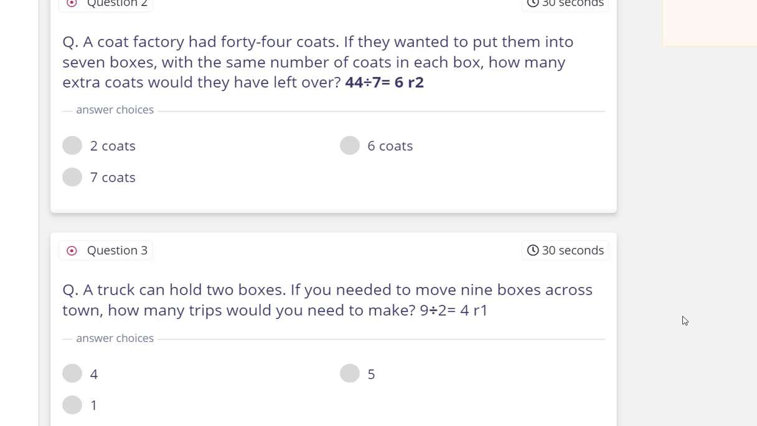A factory had 44 coats. If they wanted to put them into 7 boxes, with the same number of coats in each box, how many extra coats would they have left over? So we should divide 44 by 7 and it's solved. So 44 divided by 7 equals 6 and the remainder is 2. So the question, how many extra coats would they have left over? 2 coats. Excellent. Thank you, my hero.